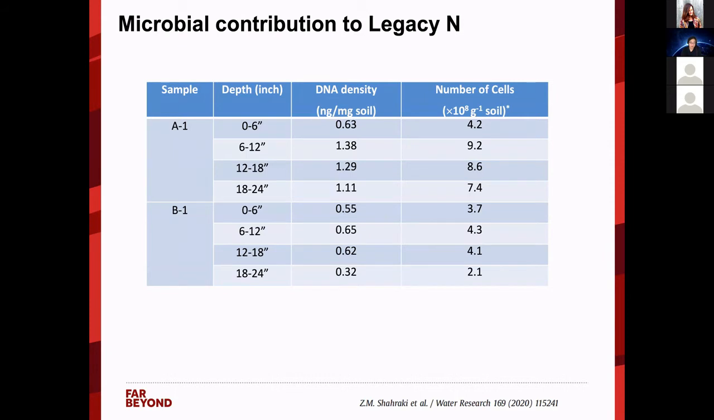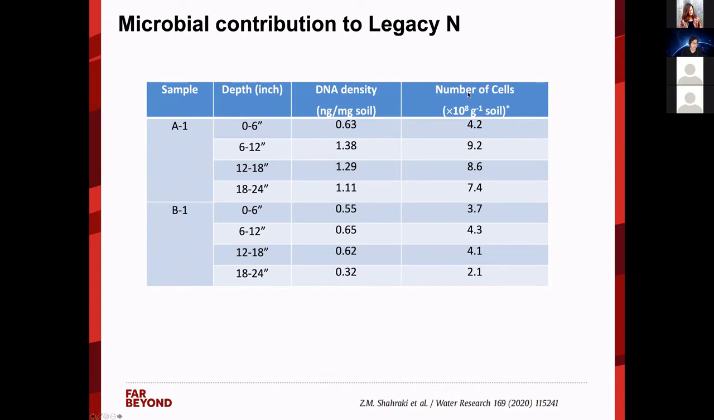Since we observed relatively higher levels of total organic carbon, as well as total leachable nitrogen, we were interested in whether there's any microbial biomass contribution to this leachable nitrogen. To answer this question, we extracted DNA from the soil matrix samples from sample A1 and B1 beneath the pool. With the DNA extracted, we estimated the levels of microbial cells, with assumptions of the cell size and the density of the cell.